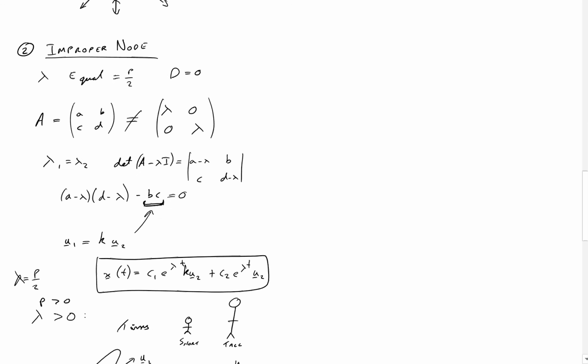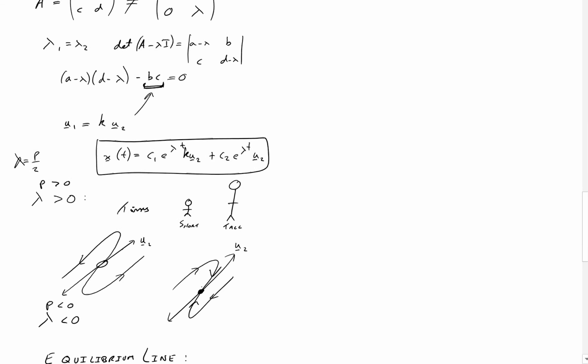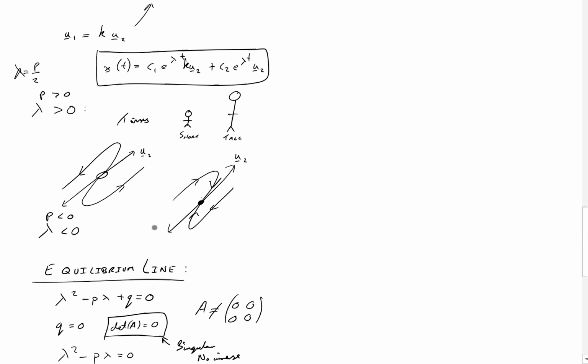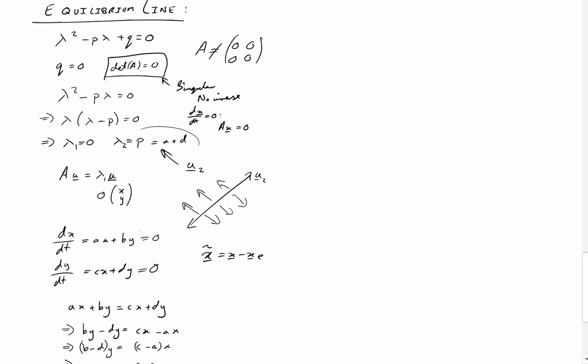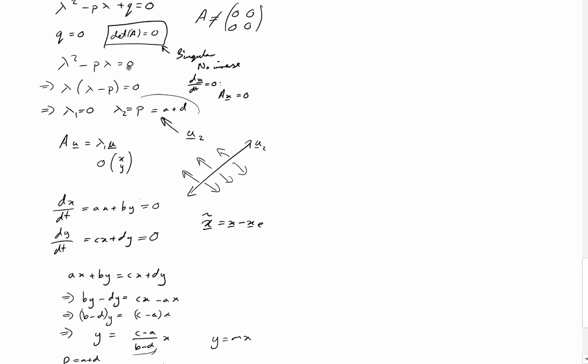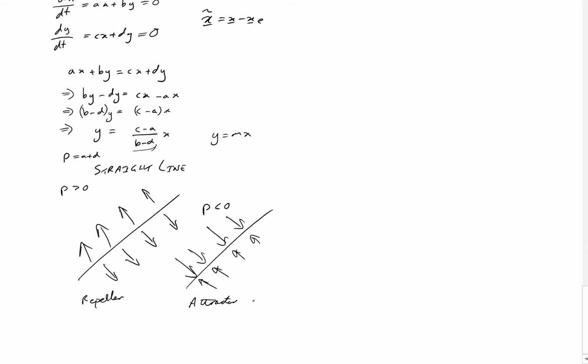And the improper node is when the eigenvalues are still equal, but we can't read the eigenvectors off directly. So we have to consider one eigenvector as a multiple of the other, so one is taller than the other. Then we get this case, almost like being swished in or out. And then finally the equilibrium line, which is where we've got a singular matrix, and we just end up with this equilibrium line.